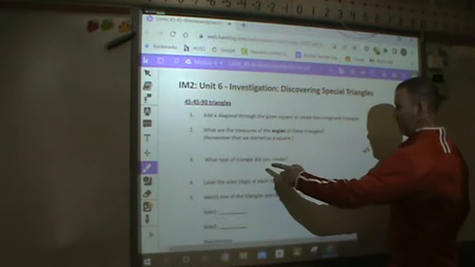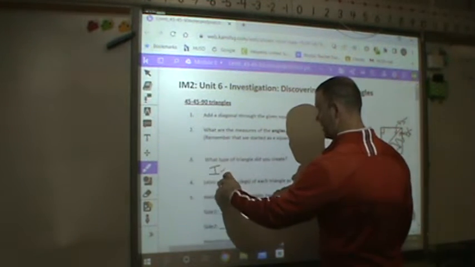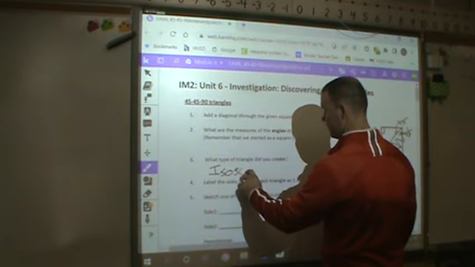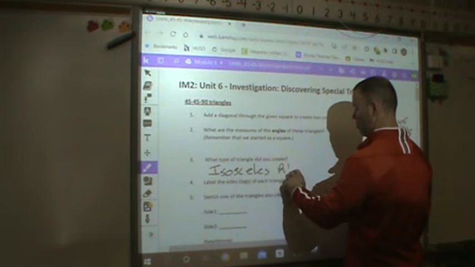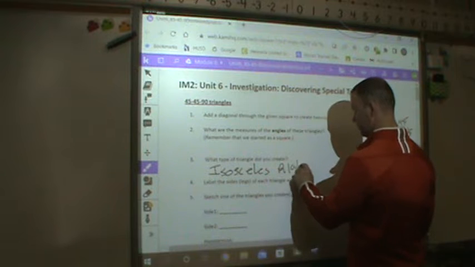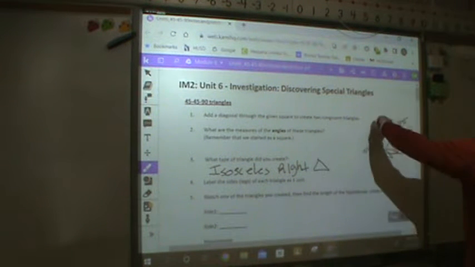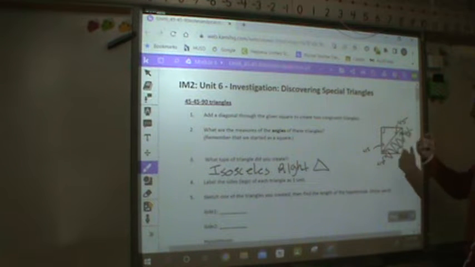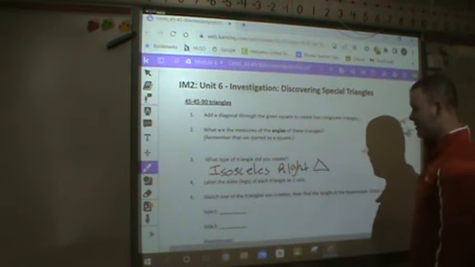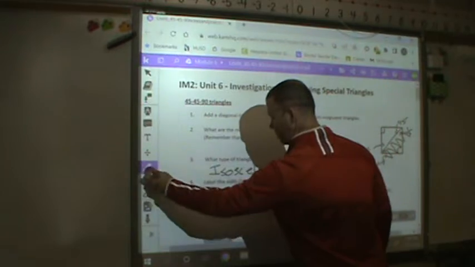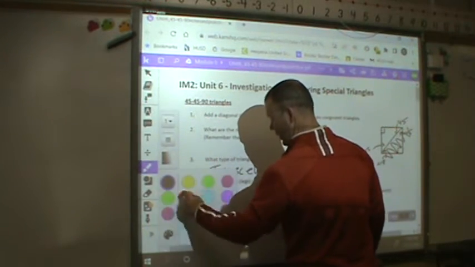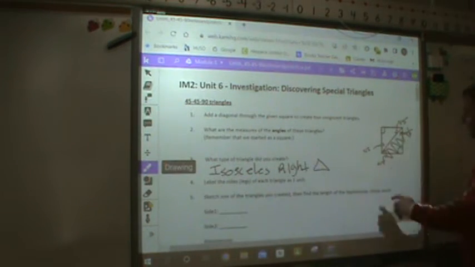So the type of triangle that we created, if we focus on one of them, here I focused on the upper one, we created an isosceles right triangle, to be specific. Isosceles meaning two sides are the same, the third different from the others. Label the legs of each of these triangles one unit. So we're going to go ahead and label them one unit.